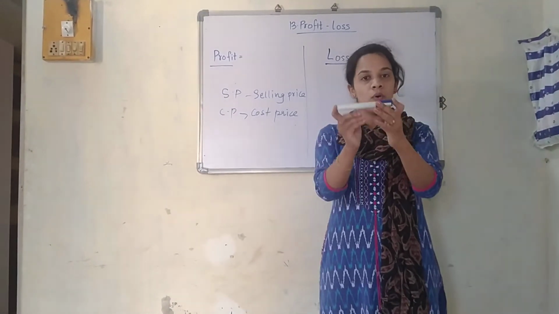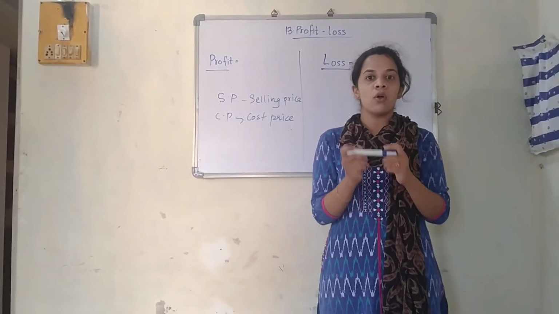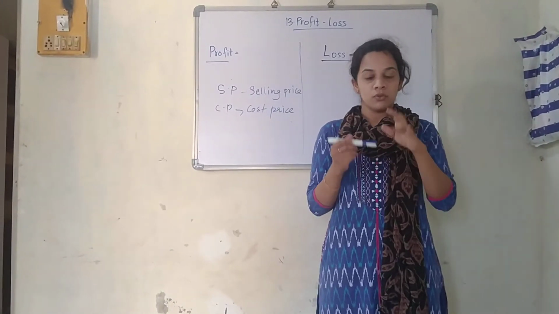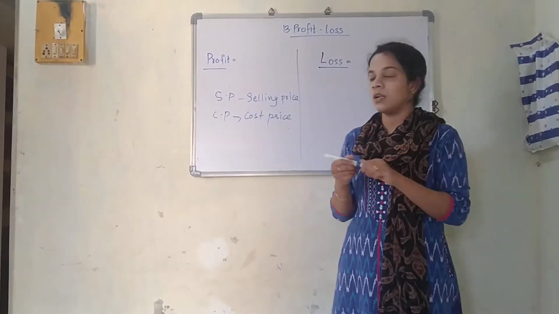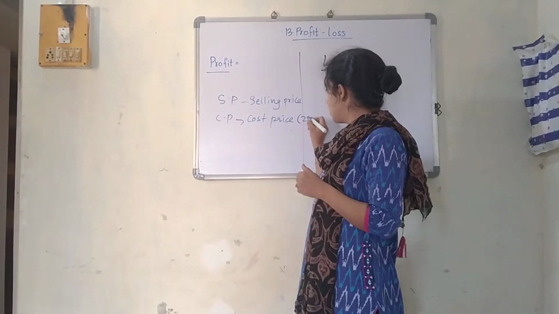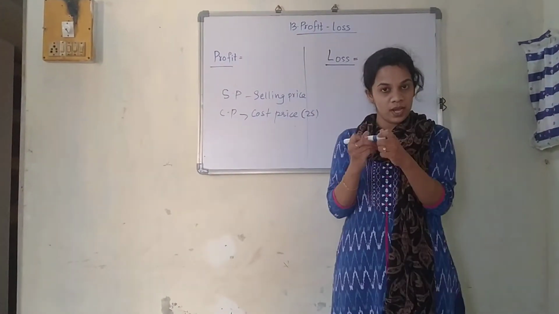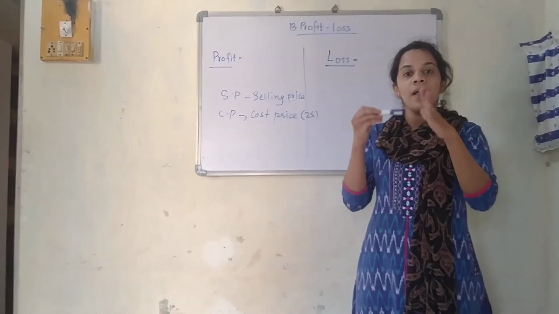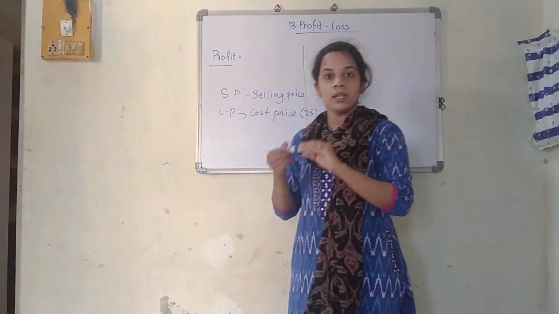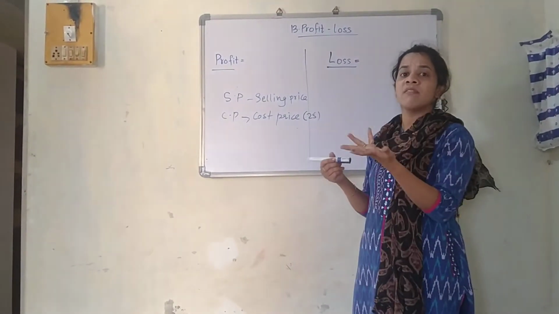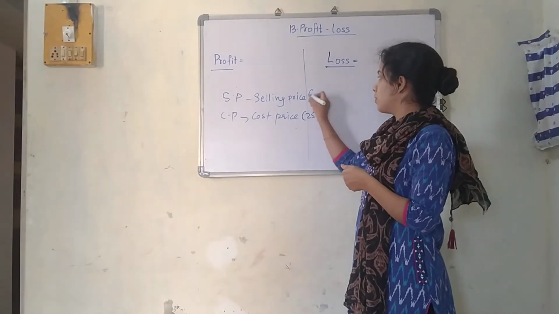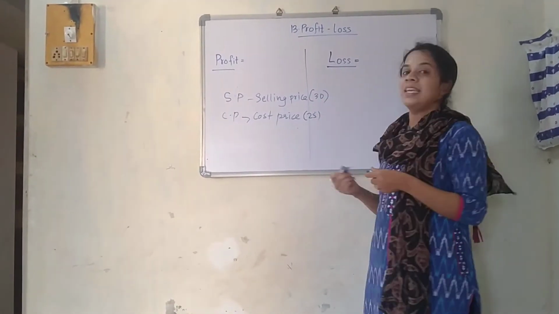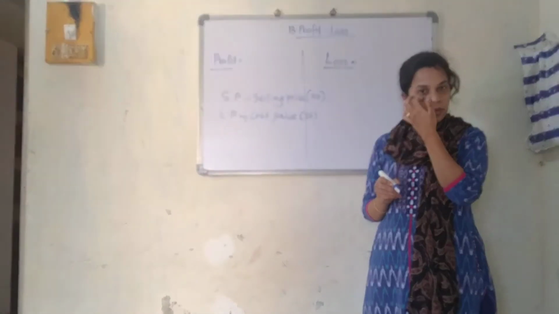Suppose I bought this marker from the shopkeeper. The shopkeeper gave this marker to me, so this is the cost of that marker. 25 is the cost of this marker. If I am selling this marker to someone, suppose for 30 rupees, that will be my selling price. So this concept is okay for you.